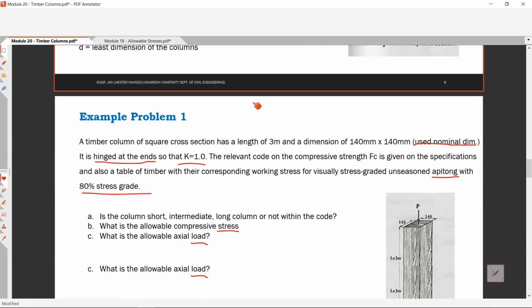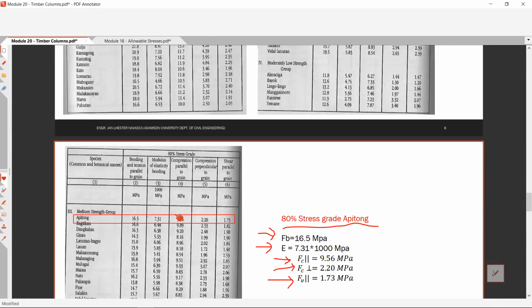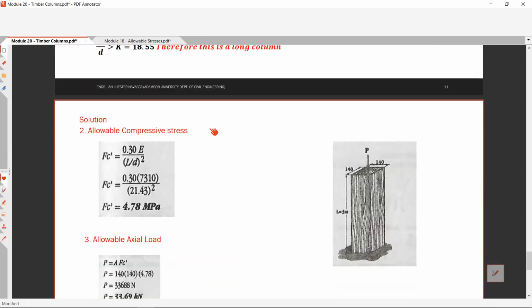Okay. So now, ang next problem is: what is the allowable compressive stress? Ano ba yung allowable compressive stress ngayon? So the allowable compressive stress is given by this formula: 0.3 times E over LE over D squared. Whereas this one is for visually stress graded timbers.